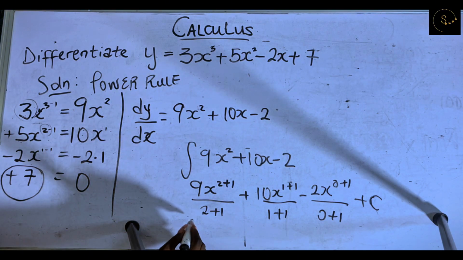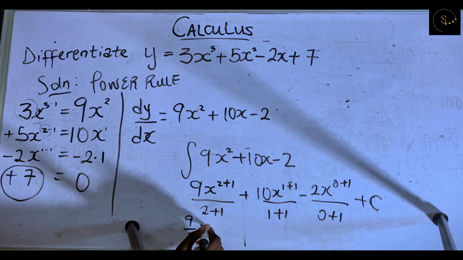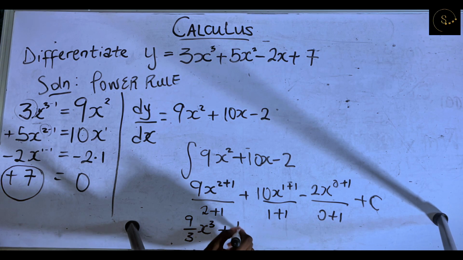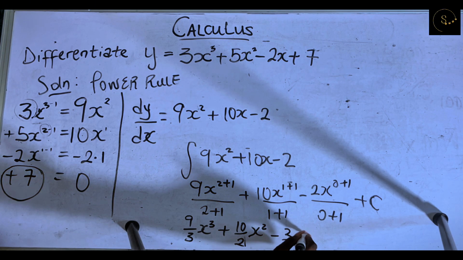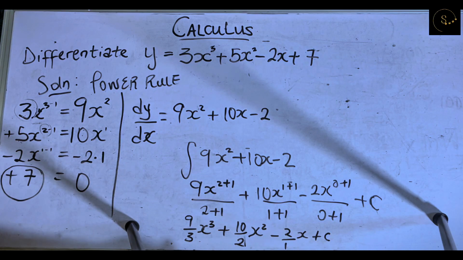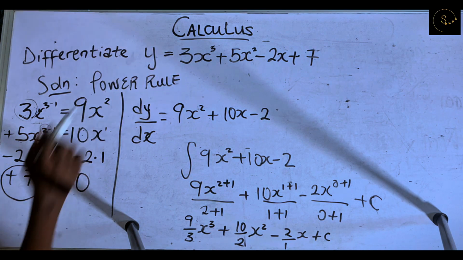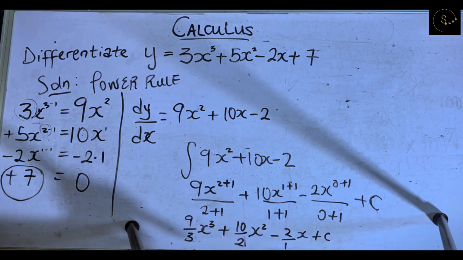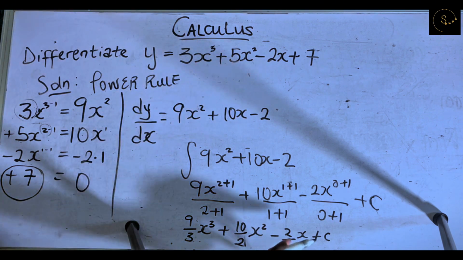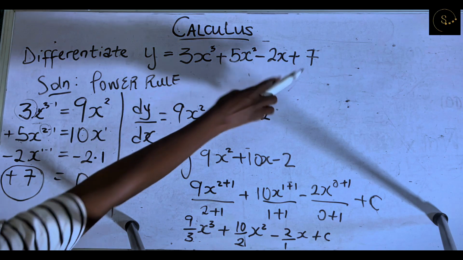So here you have 9 divided by 3, right? And then you have 10 divided by 2. And then you have 2 divided by 1. And then you have your constant. So this becomes what? This becomes 3, then 10 divided by 2 is 5. Minus 2 divided by 1 is minus 2. Then the constant here is 7.